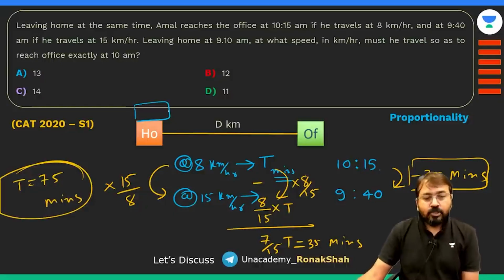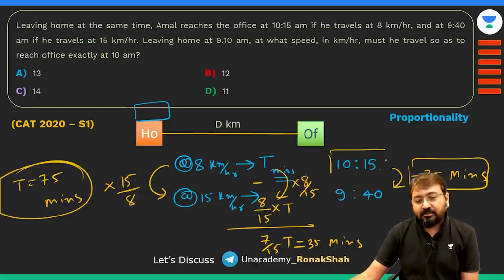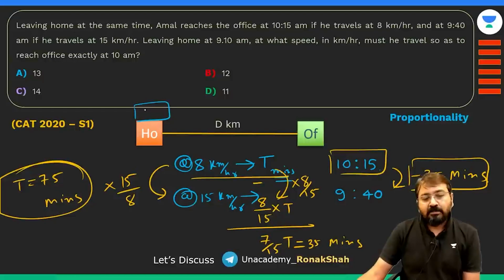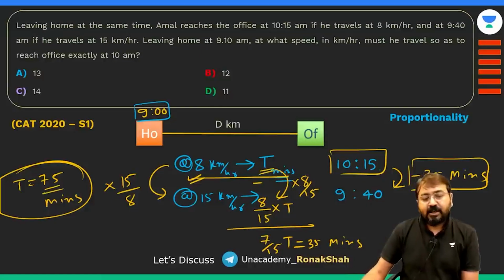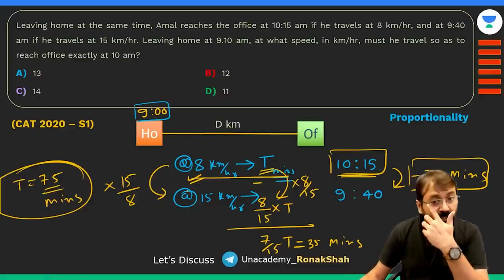Yes. Okay. So that means if he is reaching at 10:15 at this speed, he must be starting at 9 o'clock sharp, right? If he travels at 8 km per hour, then he takes t minutes, that is 75 minutes, and he reaches at 10:15. Okay. Now let's look at what our question is.